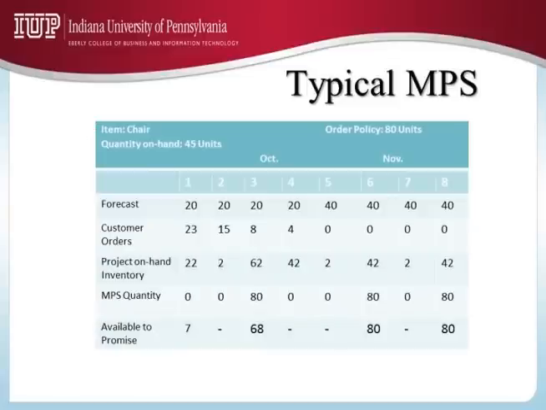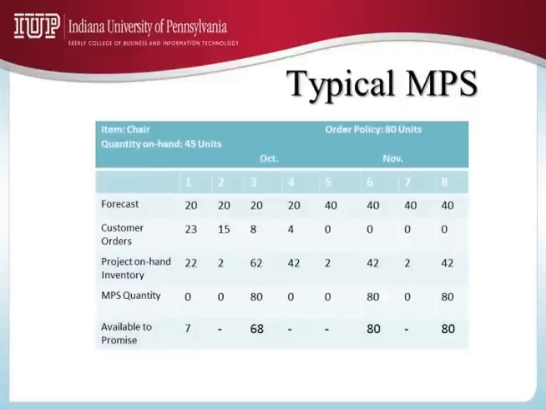So in this example, the item is chair. We are planning for the master production schedule for the chair. We have 45 units of this chair on hand. The order policy, which is discussed in the inventory control and also the MRP sections, is 80 units. At this stage, we will just understand that if you want to order this chair in-house, that is, produce it, you will produce it in quantities of 80. Nothing less, nothing more. Even if you need 2 of these, you would make 80. That is what the order policy is.